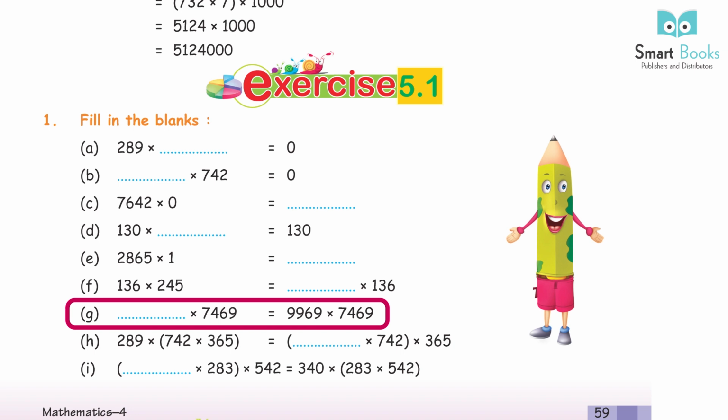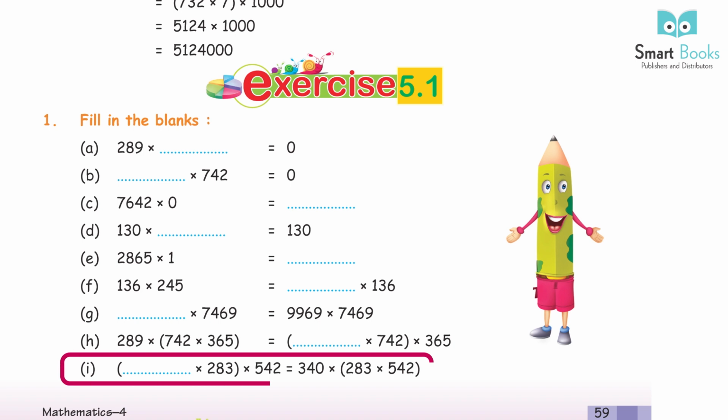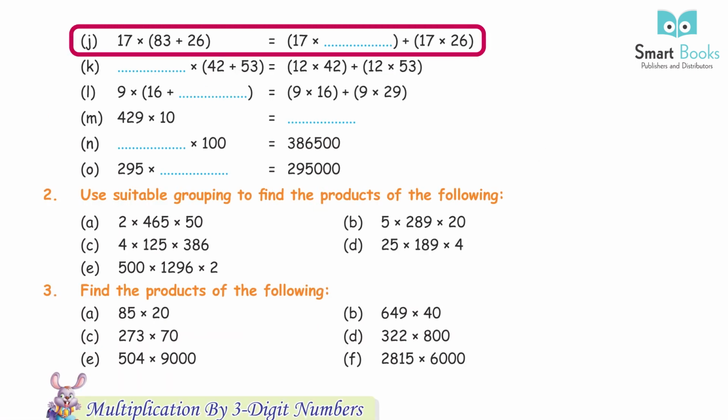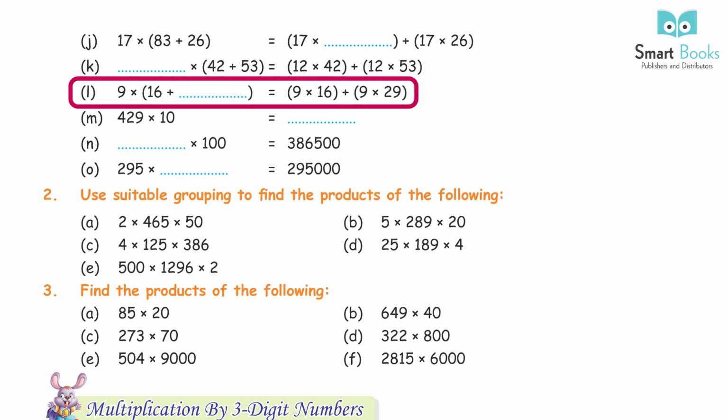9969 into 7469 is equal to 9969 into 7469. H. 289 into 742 into 365 is equal to 289 into 742 into 365. I. 340 into 283 into 542 is equal to 340 into 283 into 542. J. 17 into 83 plus 26 is equal to 17 into 83 plus 17 into 26. K. 12 into 42 plus 53 is equal to 12 into 42 plus 12 into 53. L. 9 into 16 plus 29 is equal to 9 into 16 plus 9 into 29.